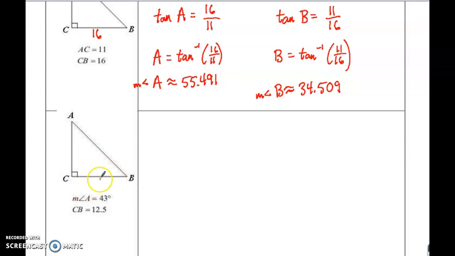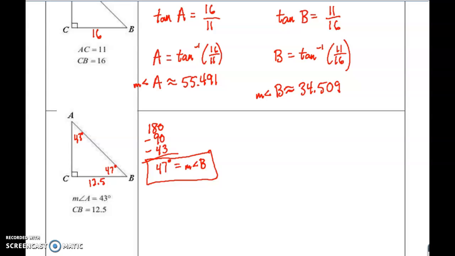So on the next one, they give you CB is 12.5. They give you the measure of angle A. It's 43 degrees. Well, the first thing I would do is figure out angle B, because we have 2. We need the third. Well, the 3 angles have to add up to be 180. So 180 minus 90 minus 43 tells me that measure of angle B is exactly 47 degrees.